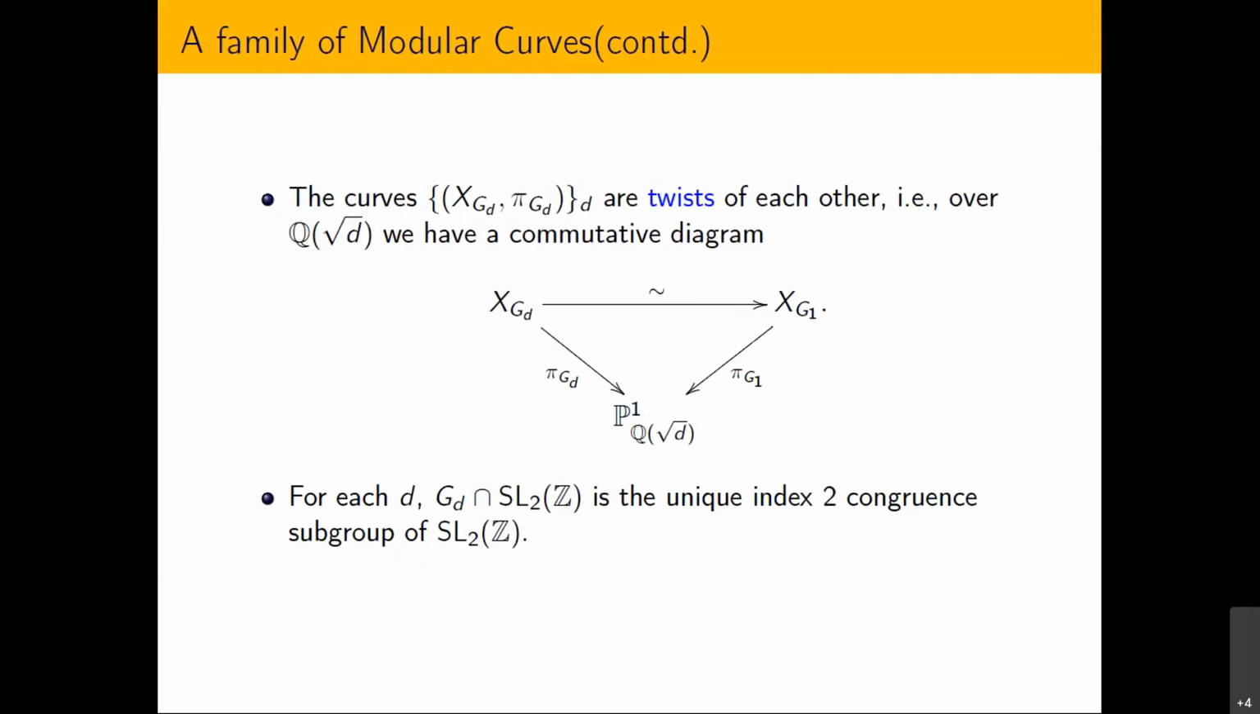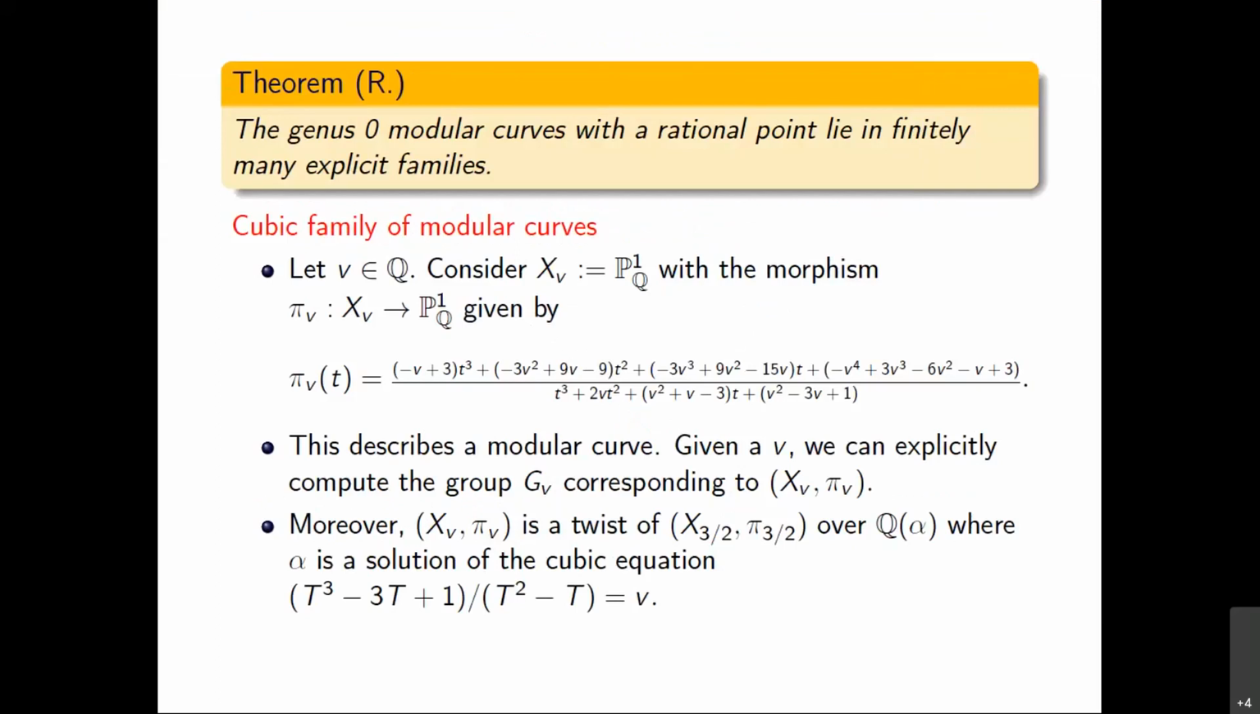Okay, so the theorem is that we can classify all the genus zero modular curves with a rational point in finitely many explicit families. And let me also give a cubic family of modular curves here. So again, this is parameterized by rational numbers. So X_v is P^1 over Q with the morphism π_v described by this not very nice looking rational function, but this is as simple as I can make it.